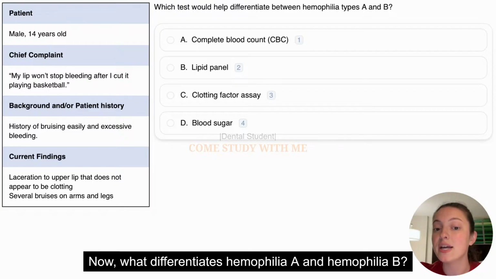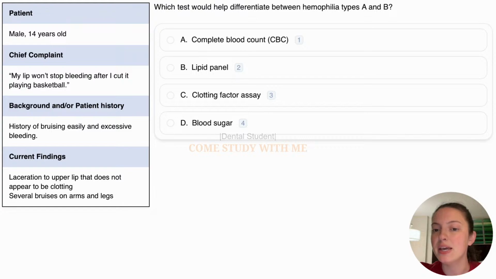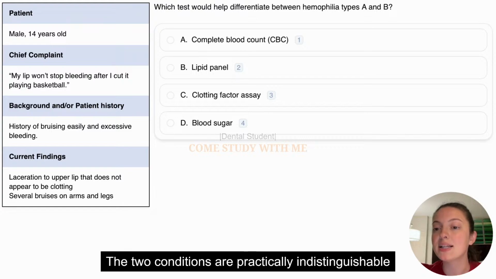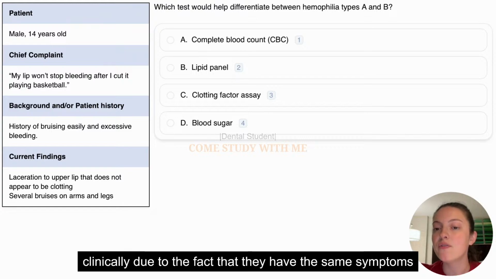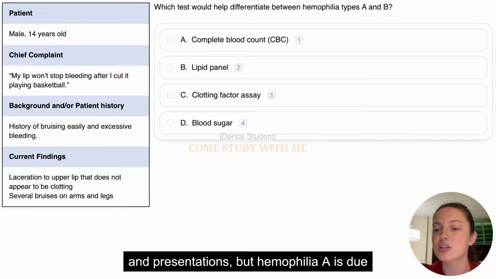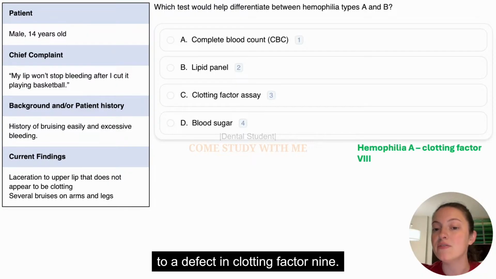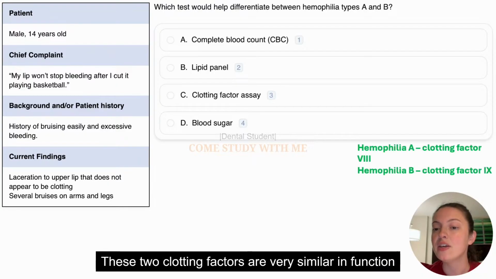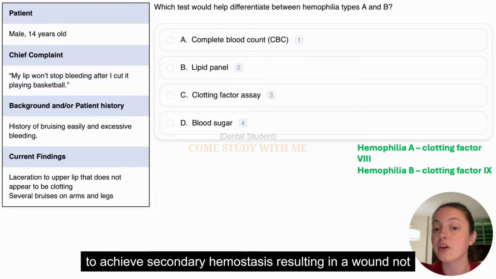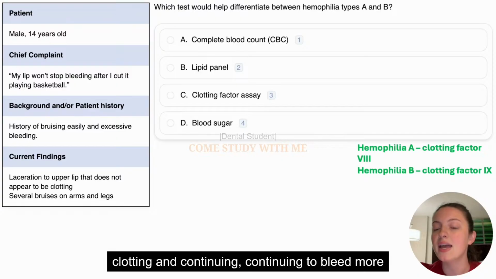Now, what differentiates hemophilia A and hemophilia B? The two conditions are practically indistinguishable clinically due to the fact that they have the same symptoms and presentations, but hemophilia A is due to a defect in clotting factor 8, while hemophilia B is due to a defect in clotting factor 9. These two clotting factors are very similar in function, and a defect in either results in failure to achieve secondary hemostasis, resulting in a wound not clotting and continuing to bleed more and for a longer period of time.